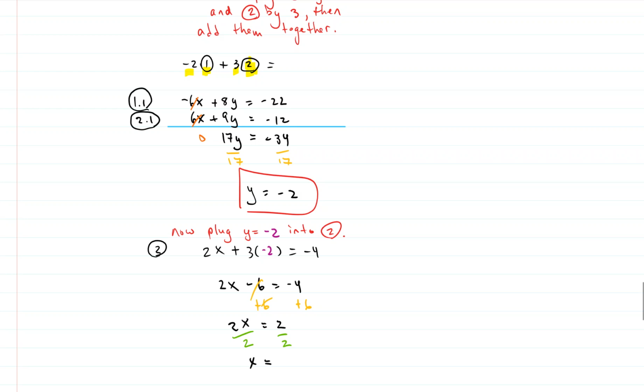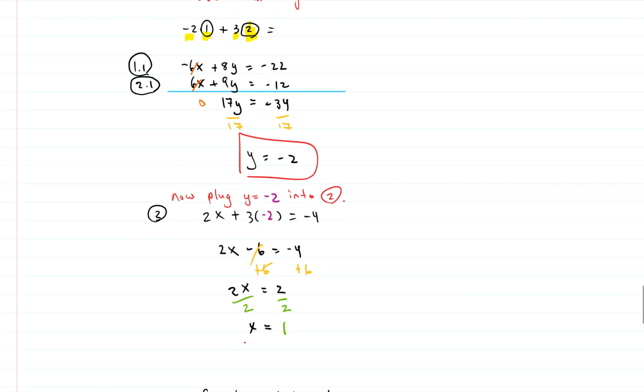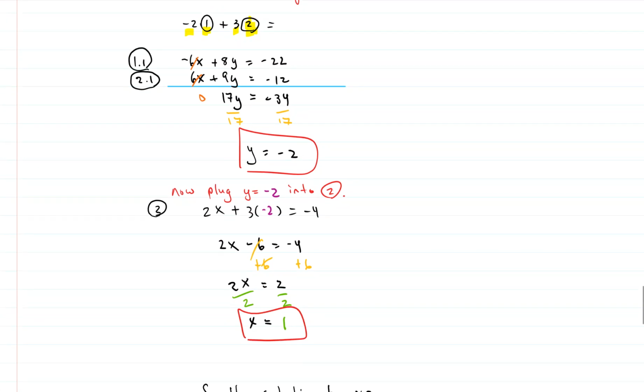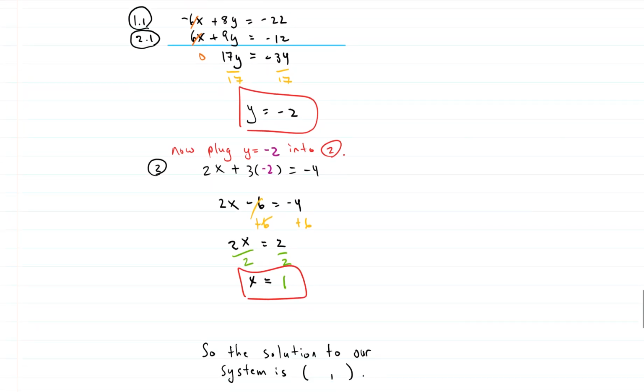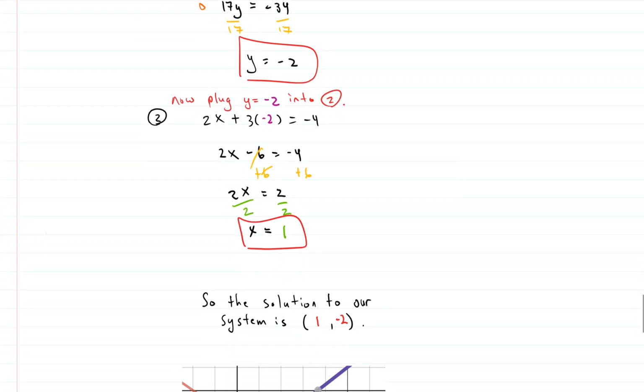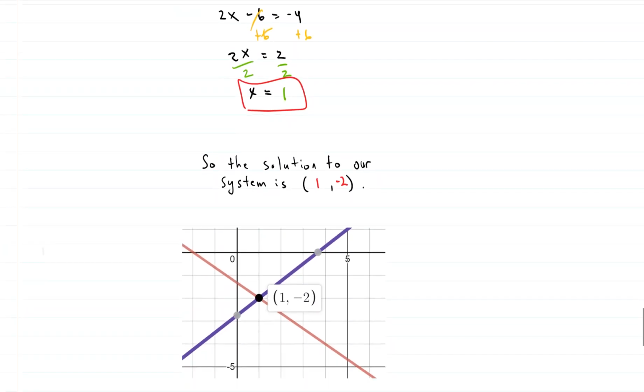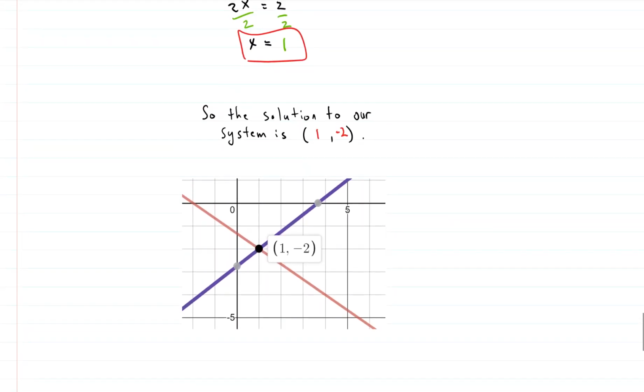So that's nice. So we got a solution, right? What is our solution? X equals 1 and y equals -2. So this is the place where they cross. And if we look at the graph here of the two equations, we have equation 1 and equation 2 here, and they cross where? Right there, which is 1, -2, which is exactly what we found algebraically.